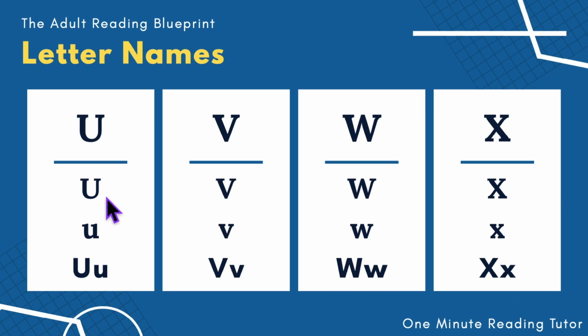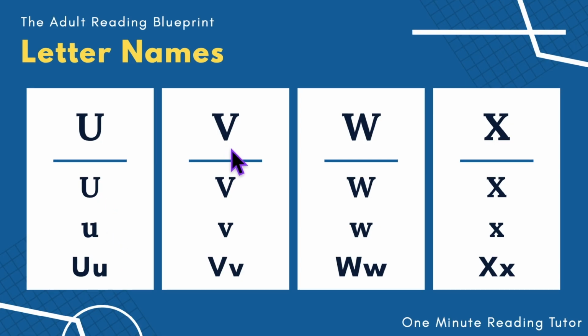U, capital U, lowercase u, U. V, capital V, lowercase v, V. W, capital W, lowercase w, W. Notice that although this letter is called W, it actually looks more like two V's next to each other.